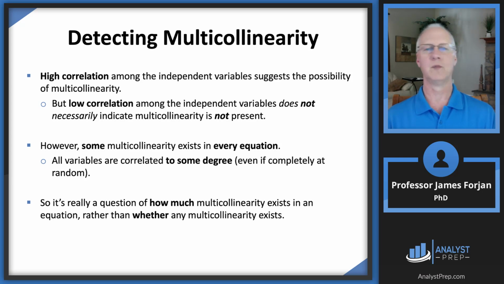All right, so how do we detect multicollinearity? Well, high correlation among independent variables suggests the possibility, but remember, low correlation does not necessarily indicate that multicollinearity is not present. Now here's the deal. Some multicollinearity exists in every equation to some degree. I mean, think about our example that we just had. Changes in interest rates, right, and then changes in inflation. They're supposed to be completely independent. The assumption is that their correlation coefficient has to be 0. But clearly, when inflation goes up, interest rates go up. And so we need to be worried about what is the degree of that correlation.